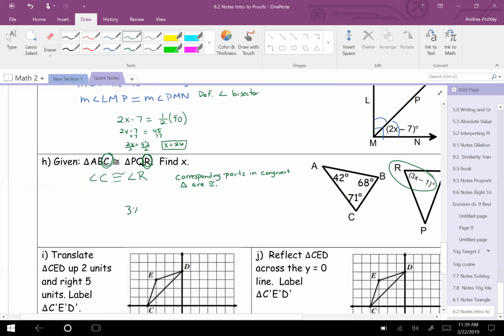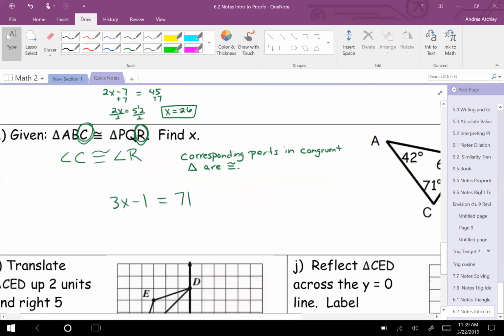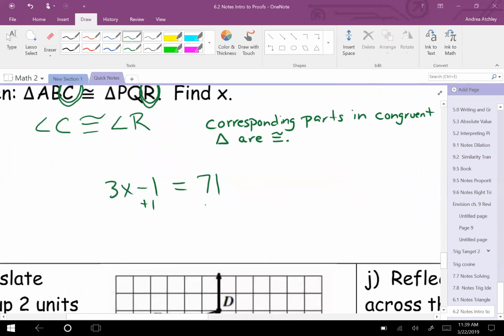that 3x minus 1 is equal to 71. And then solve. Add 1 to both sides. Get 3x equals 72. Divide by 3, divide by 3. And we get x equals 24. Any questions over that?